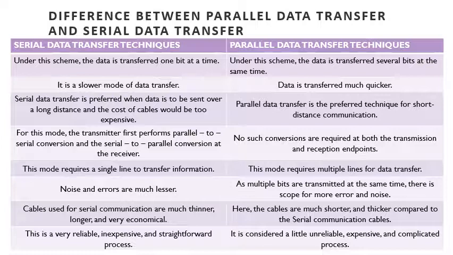No such conversions are there at both transmission and reception end, as compared to serial data transfer communication. This mode requires multiple lines for data transfer. As multiple bits are transmitted at the same time, there is scope for more error and noise. Here, the cables are much shorter and thicker compared to the serial communication cable. It is also considered a little unreliable, expensive and complicated process.